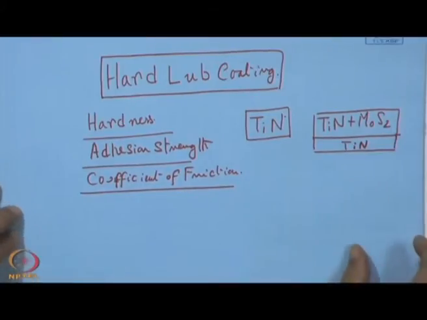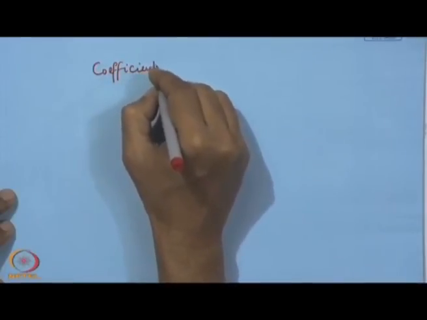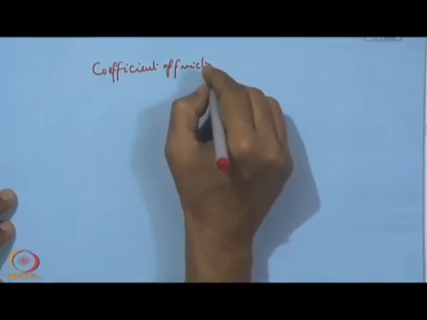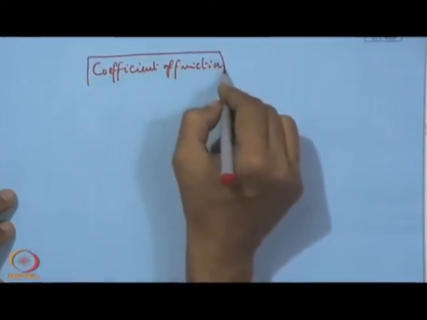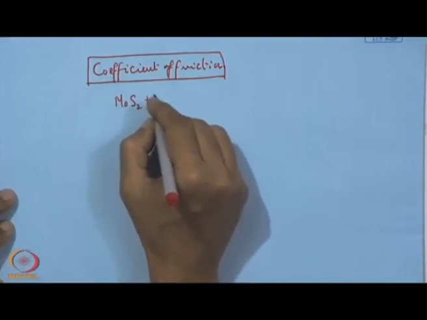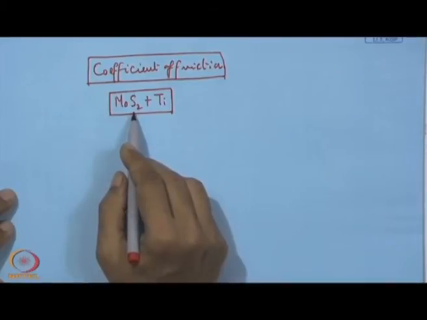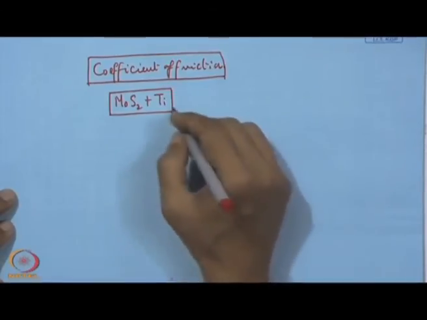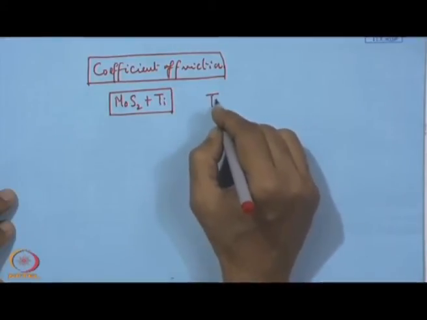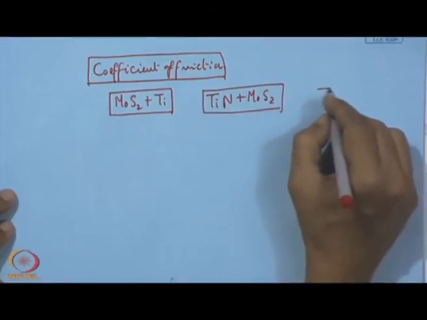But when it comes to the coefficient of friction, obviously a coating with MoS2 plus titanium will be the best one, because it has a high percentage of MoS2, and that gives the super lubricity, and it is better than titanium MoS2, and titanium nitride is on the other side.